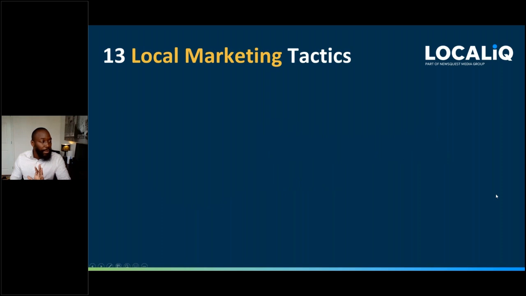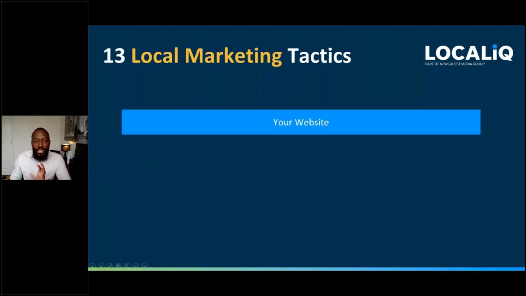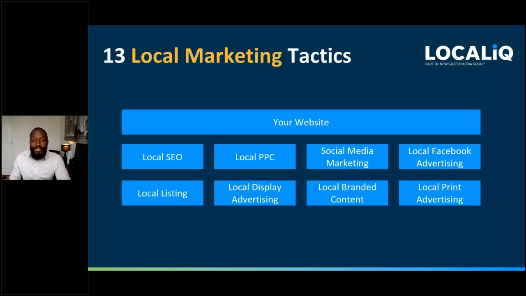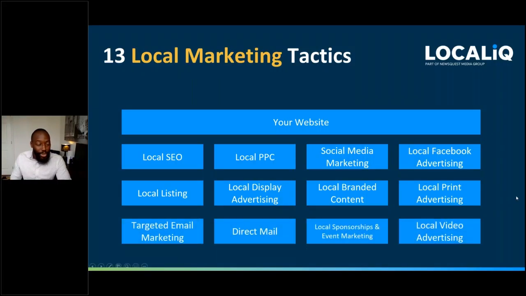So there are 13. Before I go into each of the 13, let me give you a preview. First, we have your website. Then we have local SEO, PPC, search engine marketing, social media marketing, Facebook advertising, local listings, display advertising, branded content, print advertising, targeted email marketing, direct mail, local sponsorships and event marketing, and local video advertising. So it's just 13, but it could be more, right?